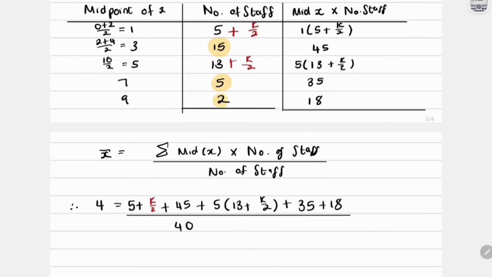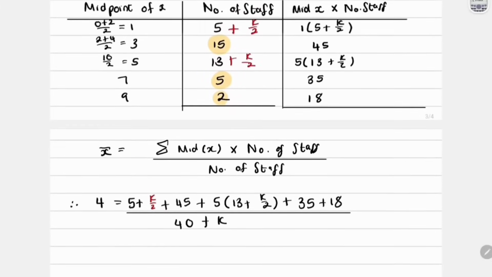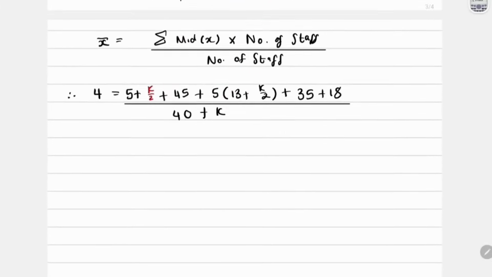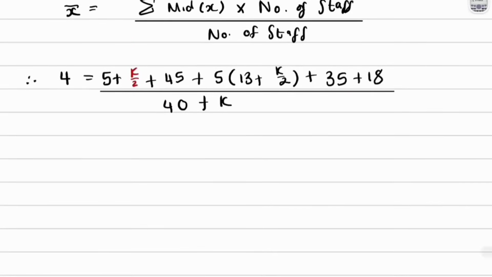So k over 2 plus k over 2 gives you k, because it's really a half k plus a half k, which gives you a whole k. So that is what we have there, 40 plus k as our total number of staff. Now we just have to solve for k in this equation that we have built up. Let's go ahead and add the numbers that are just on their own first of all. So the 5 and the 45 gives you 50, plus the 35 would give you 85.